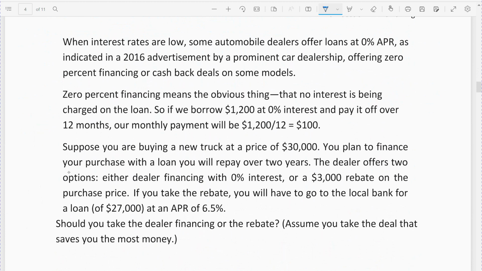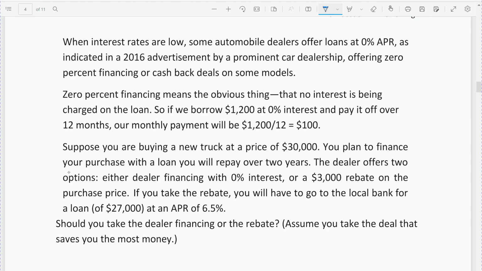Alright, the next example. There's one like this in your homework. If you've ever gone and bought a car, usually they will give you 2 or 3 options, and you have to figure out which option's the best for you. So this is an example.